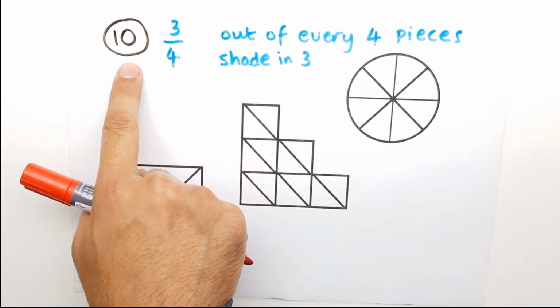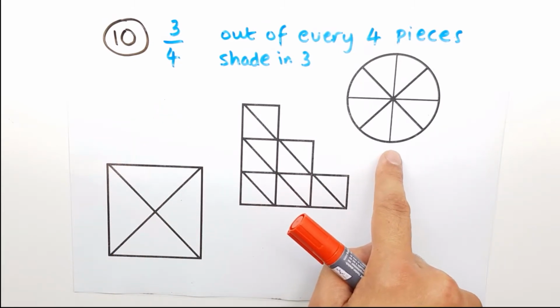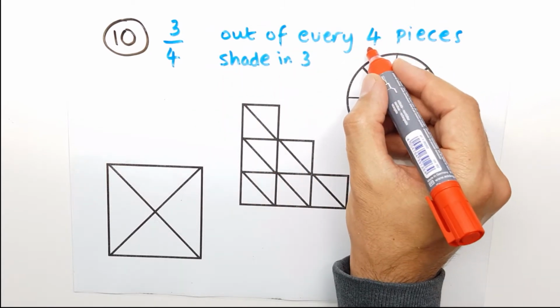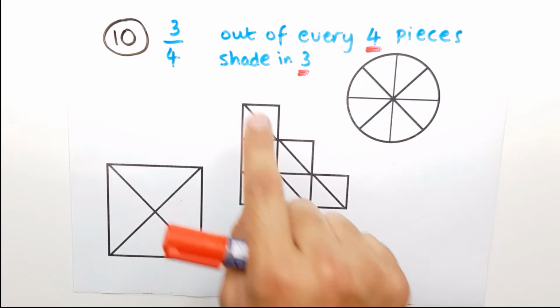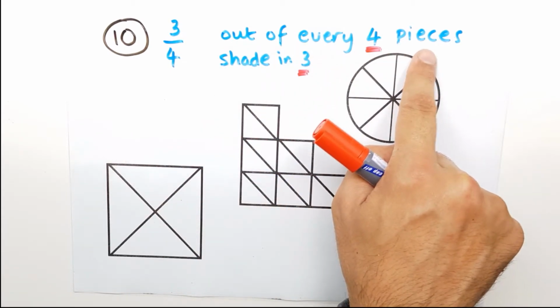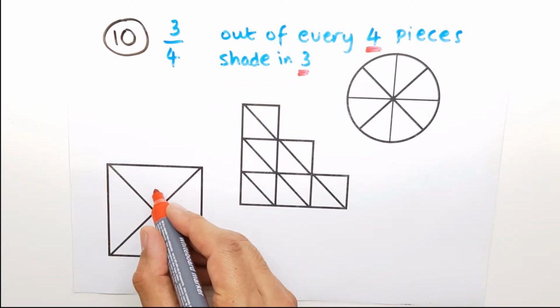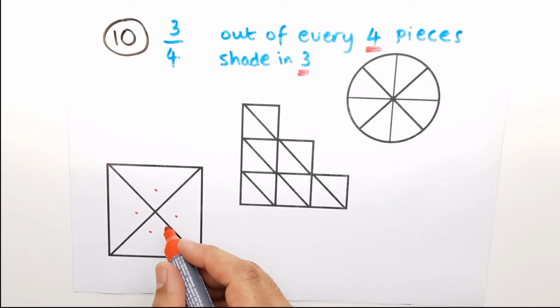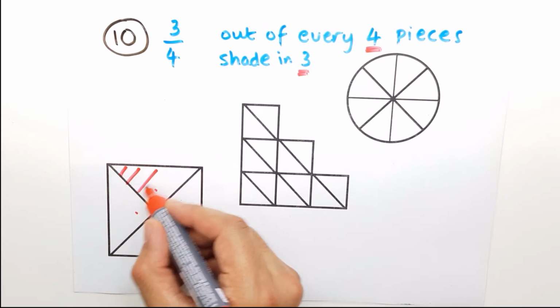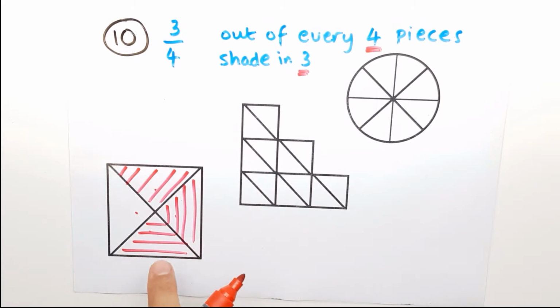In question 10, we have to shade in 3/4 of every one of these diagrams. So what that means is out of every 4 pieces, we need to shade in 3. So let's start with the first diagram. We have 1, 2, 3, 4 pieces. This is straightforward. We need to just shade in 3 of those. So 1, 2, and 3. So I've shaded in 3/4 of this diagram.